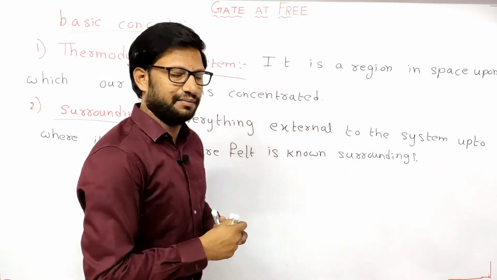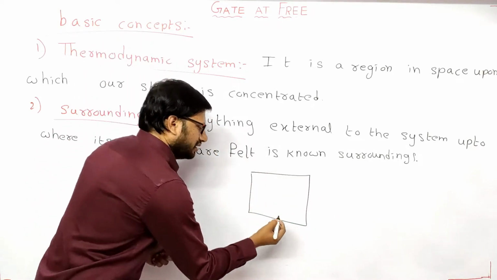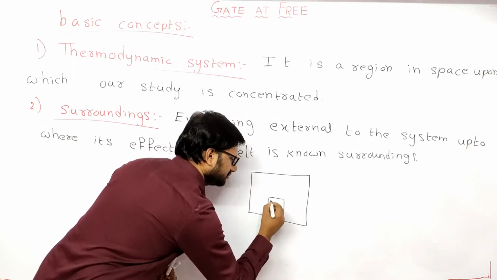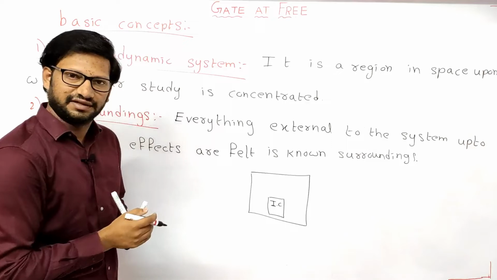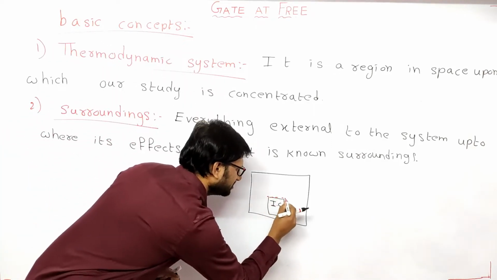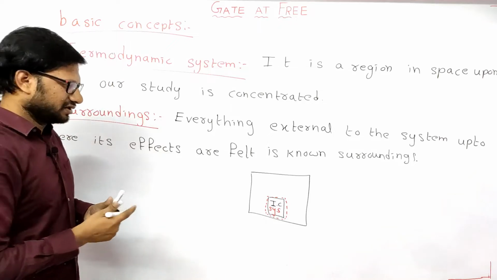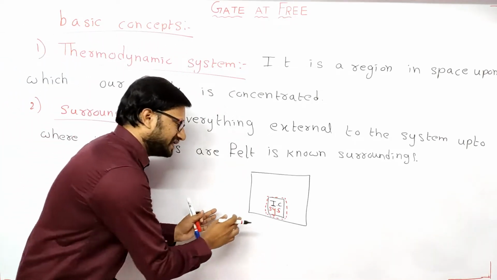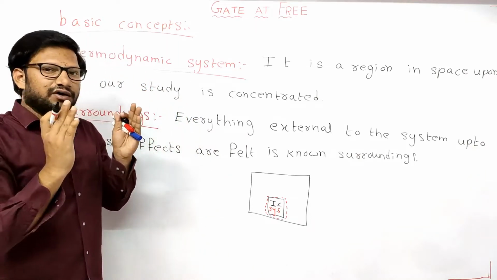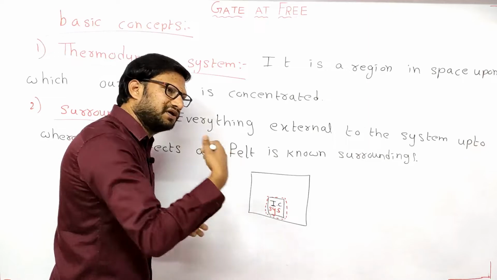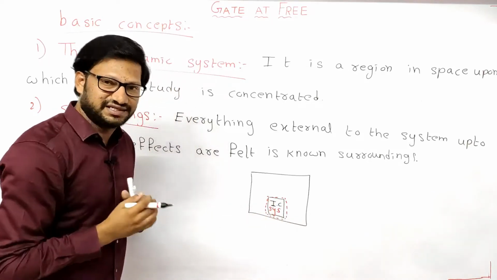Now let us see this in practical manner. For example, let us consider this is a room. Okay. In this room, we have a IC engine. Now we are doing some testings on the IC engine. Okay. Let us consider the IC engine as a system. Now listen carefully. Now what is our system? The IC engine is a system. Now our study, okay, we are focused only on the IC engine. What are the properties are changing? How the IC engine is working? That is our study. Now we have considered the IC engine as a system.